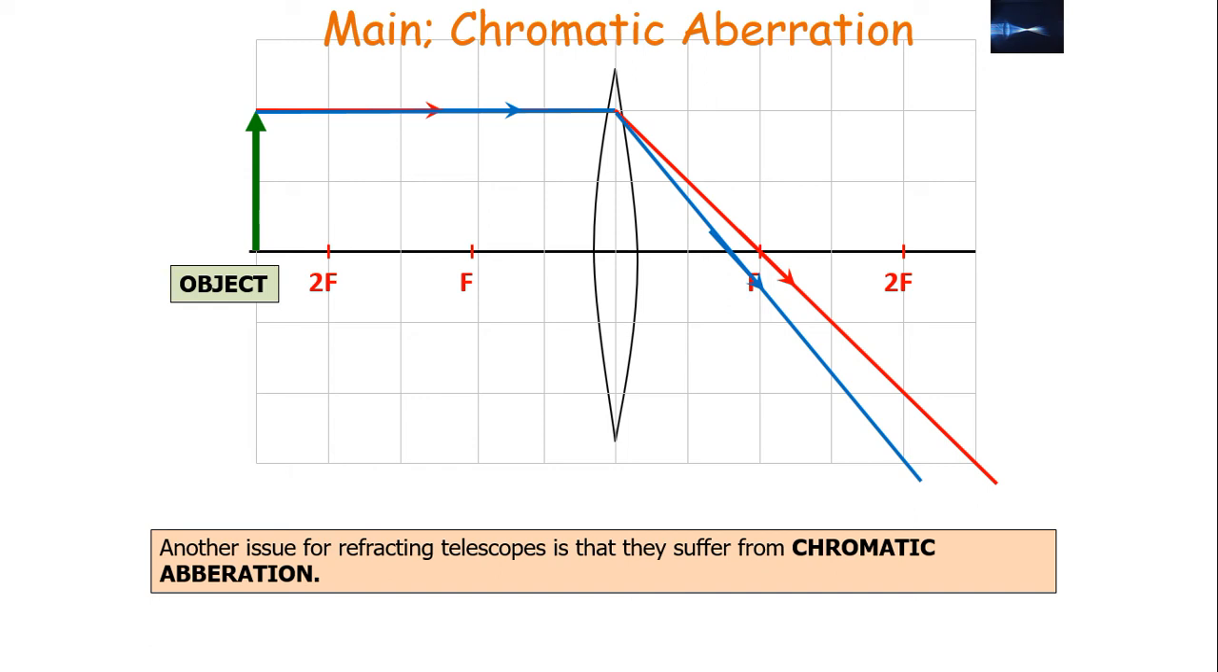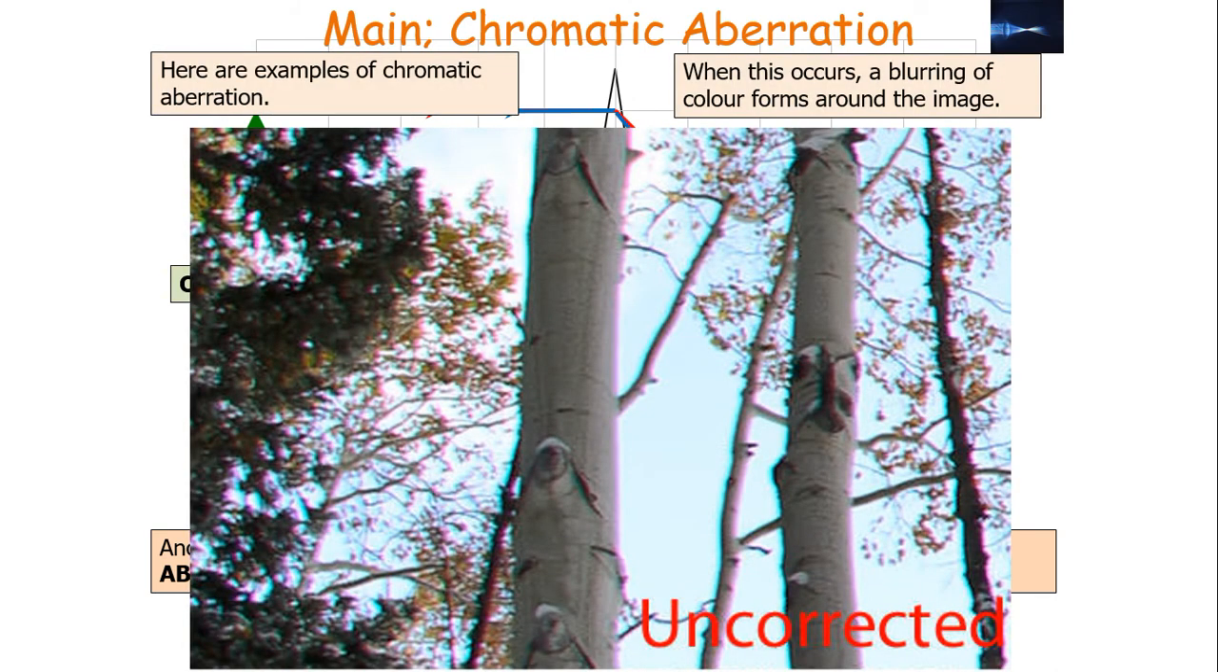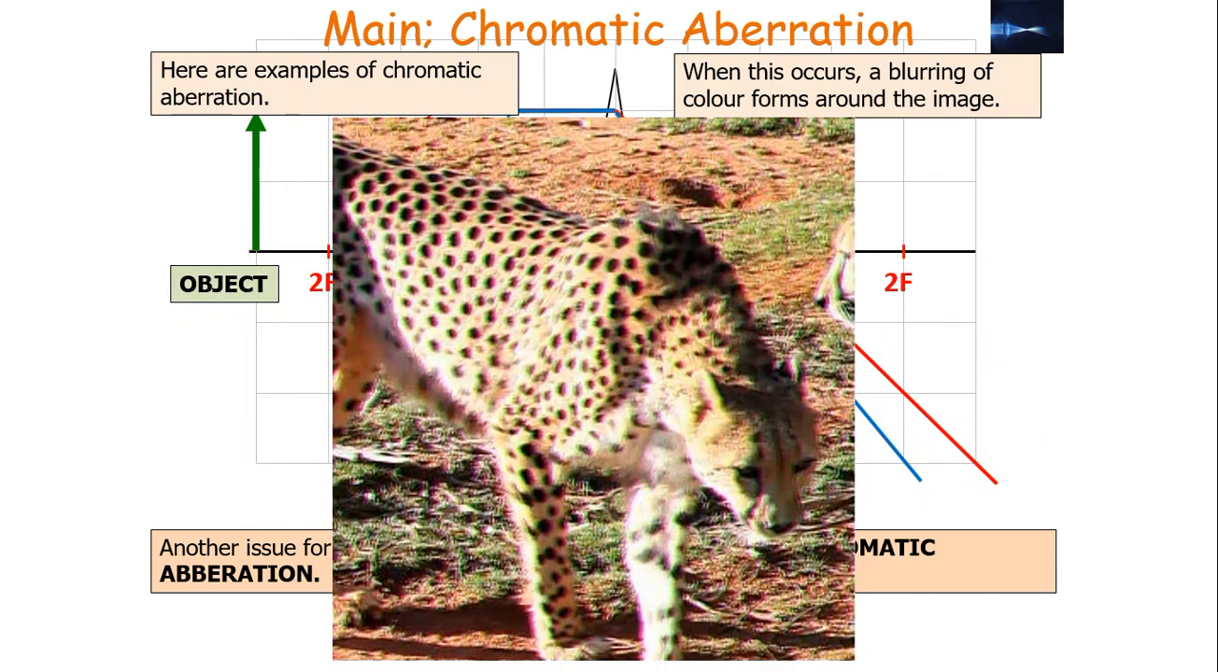Now, another issue for refracting telescopes is that they will always produce images which suffer from chromatic aberration. Now, chromatic aberration is when an image is blurred due to the colours varying in image position. Aberration means blur, chromatic means colour, so it's a blurring of colours. So these are examples of images which have chromatic aberration. So you'll notice a blurring of colour forms around the image, as shown in here, and finally shown here.